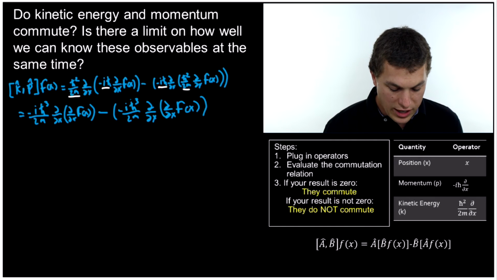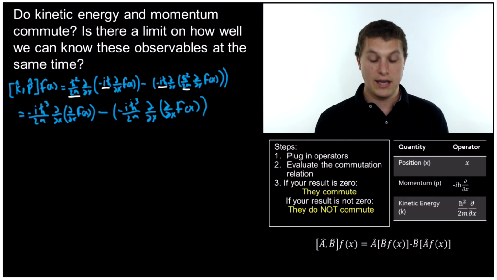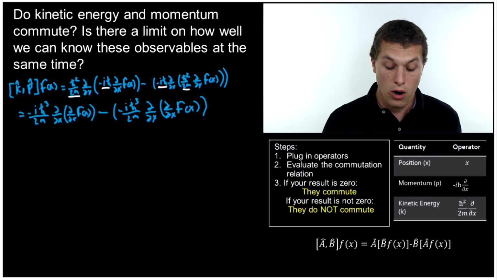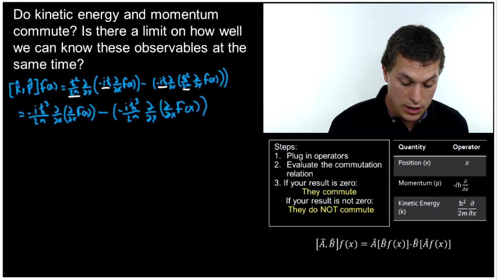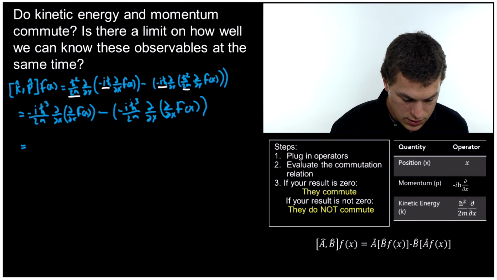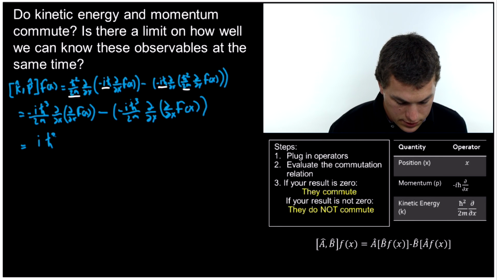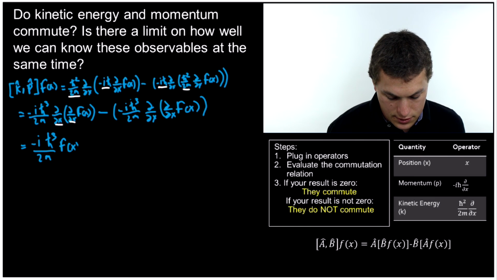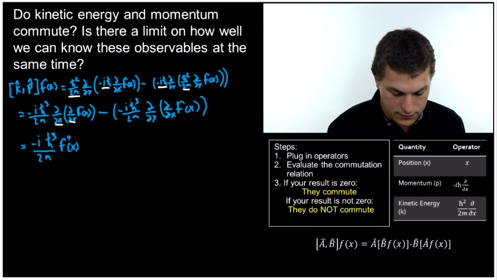All right, so now it may be obvious to you right away that we're taking the derivative twice of f of x and multiplying it by the same constant. Those terms are already identical, which tells us they're going to cancel out. Let's just work that out in a little more detail. So we get negative i h bar cubed over 2m. And when we take the second derivative, we take the derivative once and then twice of f of x, we're just going to get f of x double prime, the second derivative of f of x.